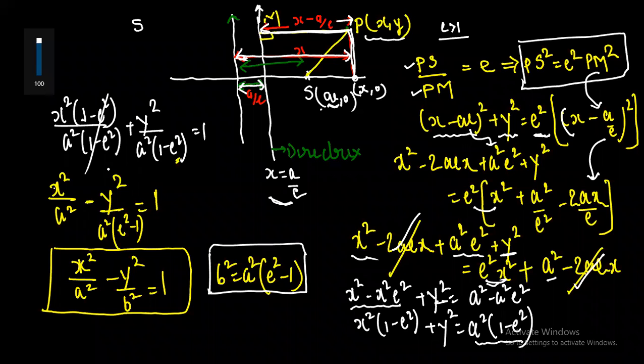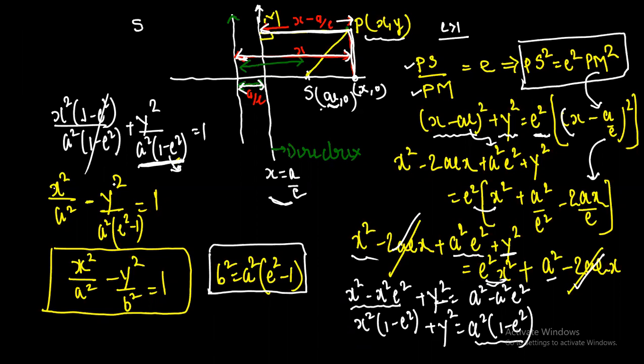So it becomes x square into 1 minus e square divided by a square into 1 minus e square plus y square divided by a square into 1 minus e square. This is a negative. Why? Because e is greater than 1 for hyperbola. So 1 minus e square will be negative. So I am taking negative common.